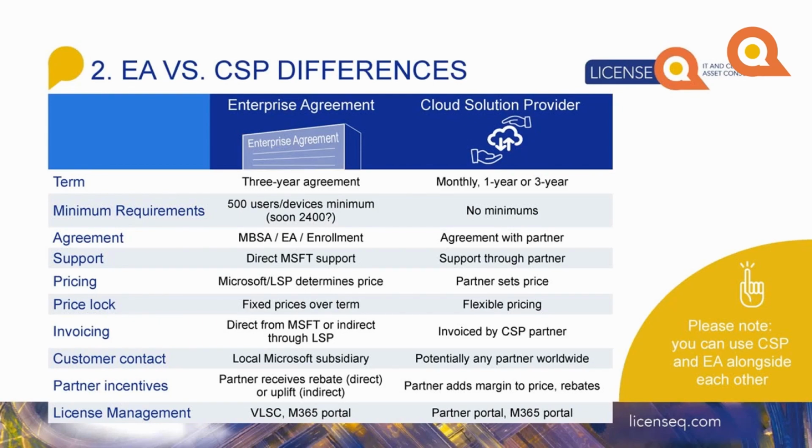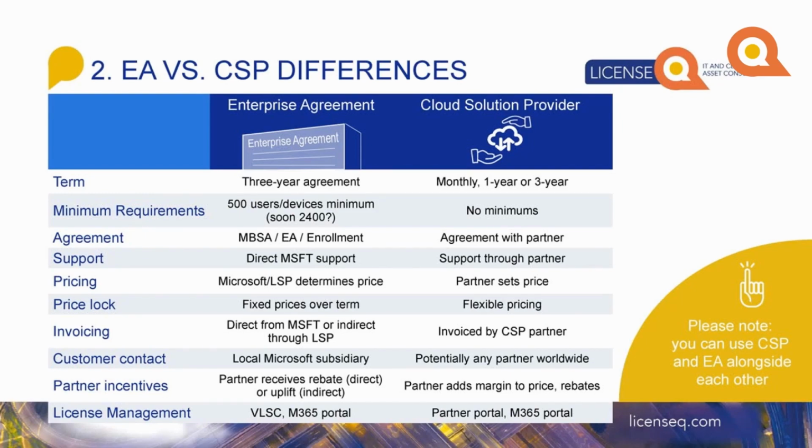When it comes to license management, it is VLC and the M365 portal for the enterprise agreement, and within the CSP, you're often relying on the partner's portal. And in addition to that, of course, the M365 portal, where you have all your stuff in place.